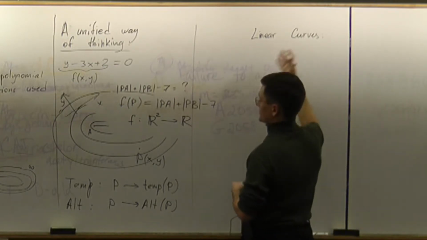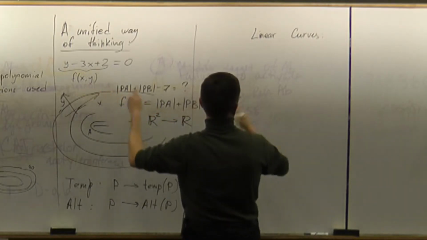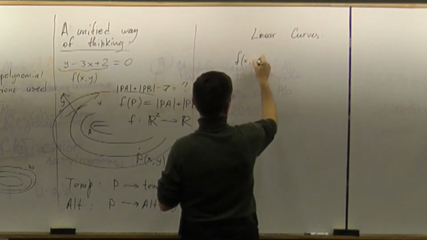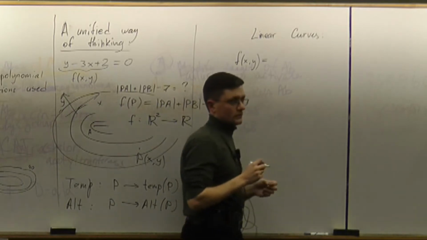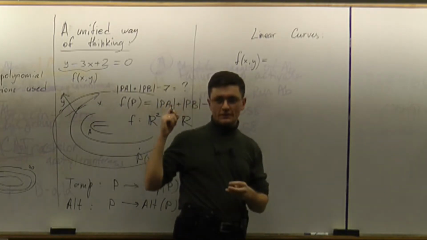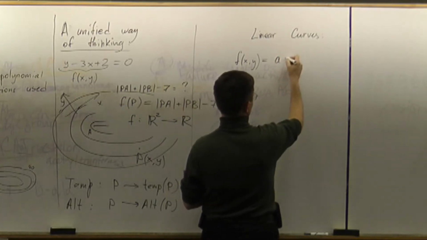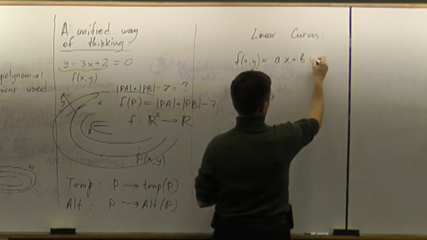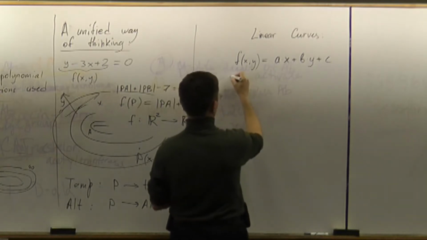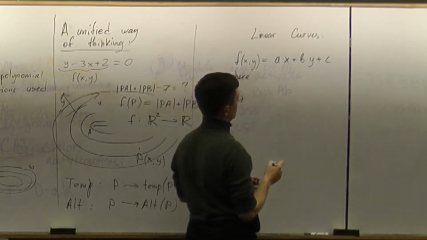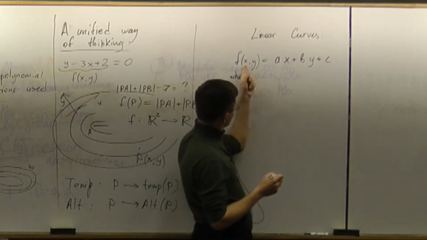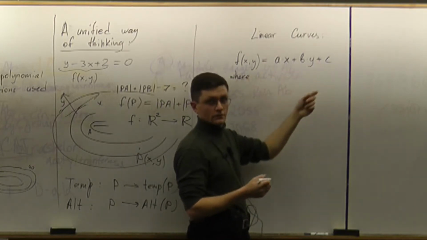So what does it mean to be linear? What does it mean for a function to be linear? Now I have a function of two variables. I'm using algebraic language, and what does it mean to be linear? It means it is in the form a times x plus b times y plus c, where x and y are those variables, right? And a, b, c are constants.